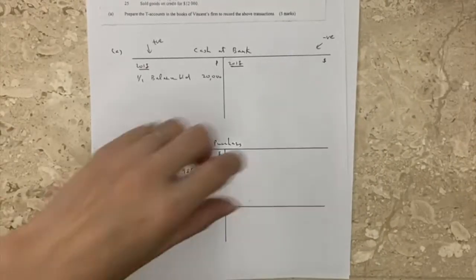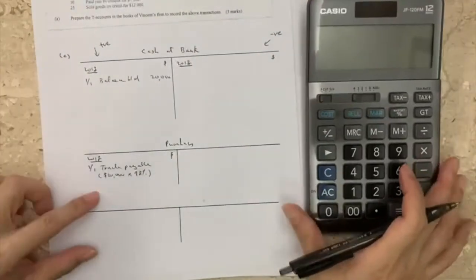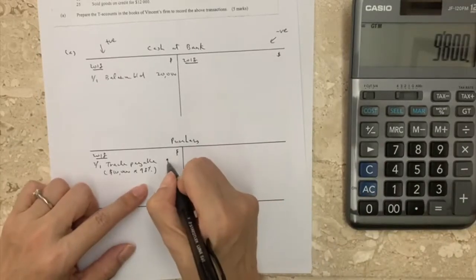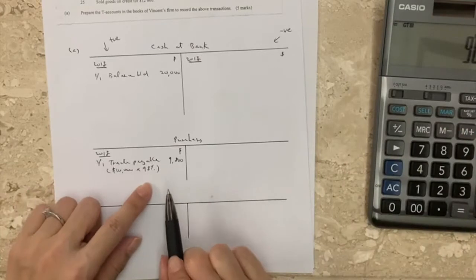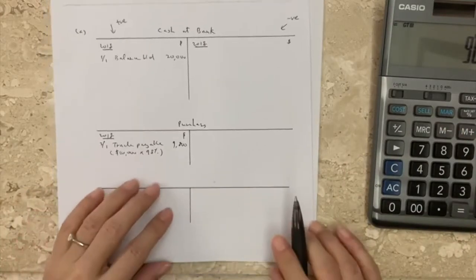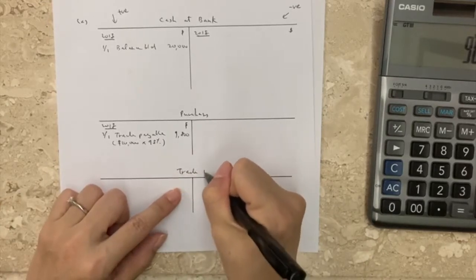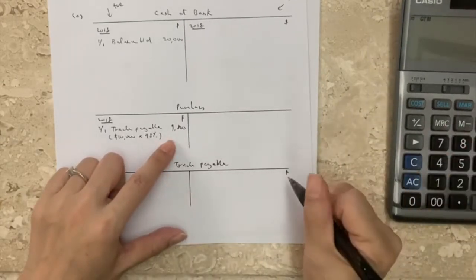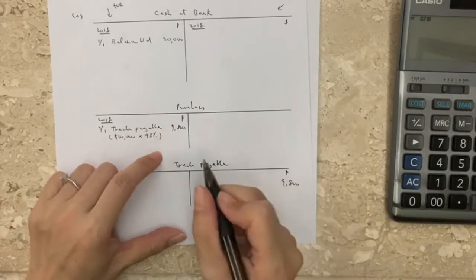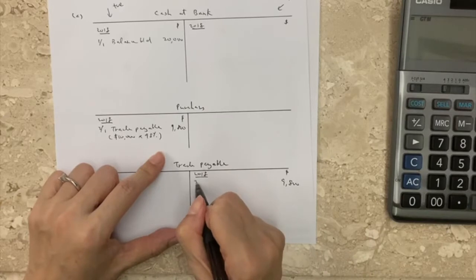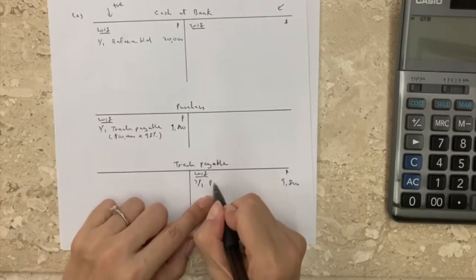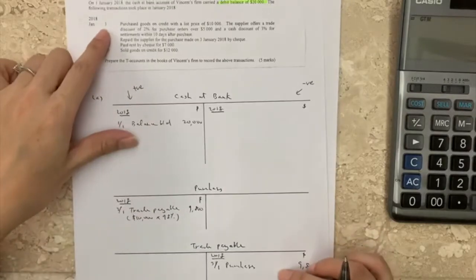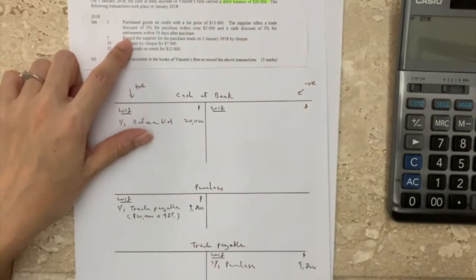So where's my calculator? Okay, so I will have 10,000 times this 98%, which will be 9,800. We always enter once on the debit side and once on the credit side, and the name of the account will be trade payable, which is the same as creditor. Then we credit this 9,800. The year 2018, the date 3rd of January, and the reason is purchases. So therefore this is the T accounts on 3rd January for the first part of the question.